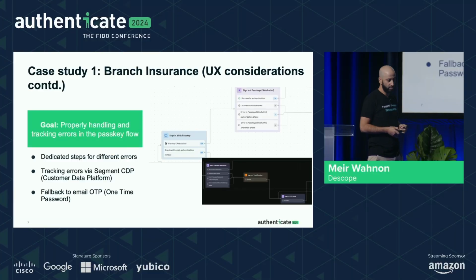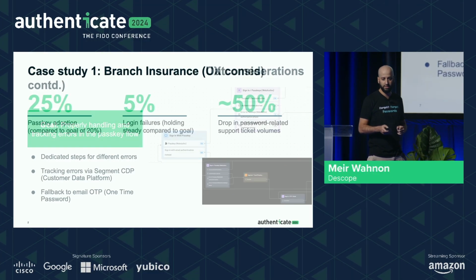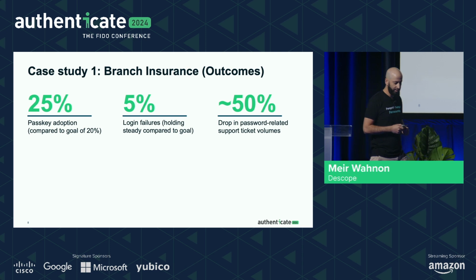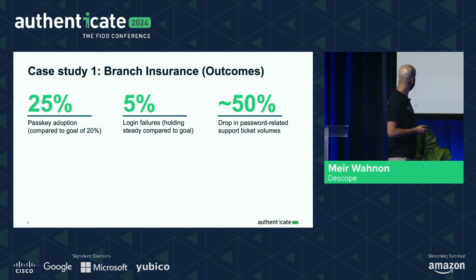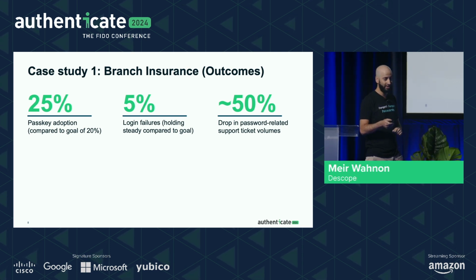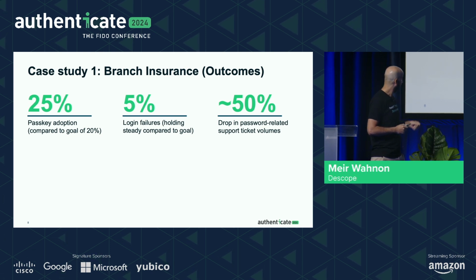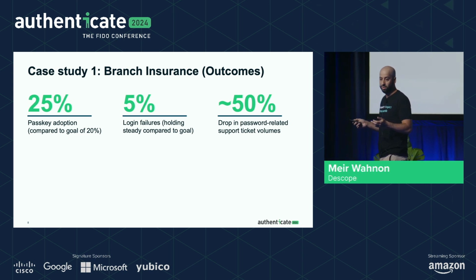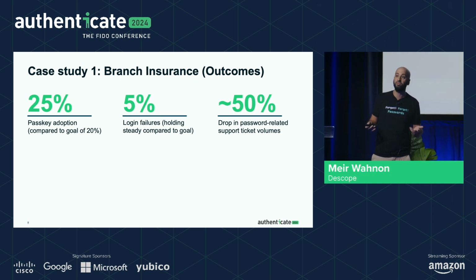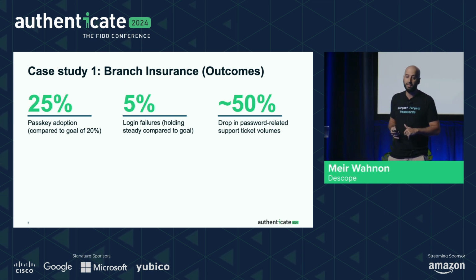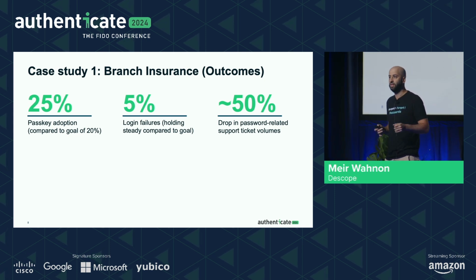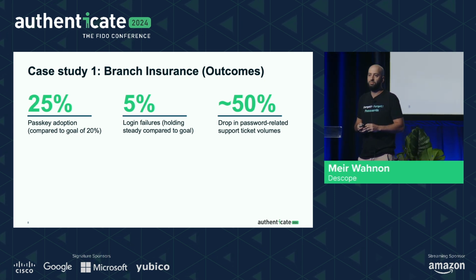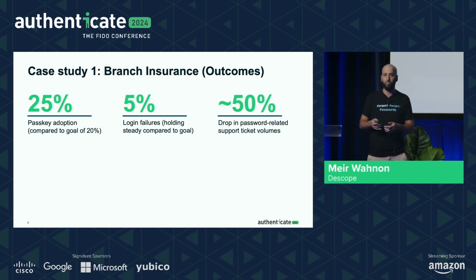In this case, I mentioned OTP as email for the fallback. Their deployment was a very great success. They'll share more about that in the next session, which I, again, recommend strongly. 25% of Passkey adoption, which was higher than the initial goal of 20% they had as a KPI for the implementation. Login failures around 5%, and a 50% drop-off in password-related support tickets, which was also something important for them, lowering the burden on the support teams.